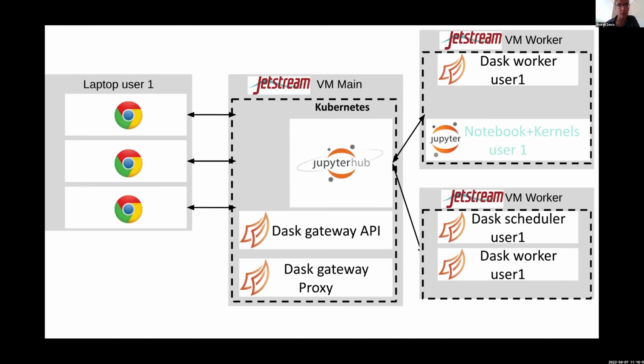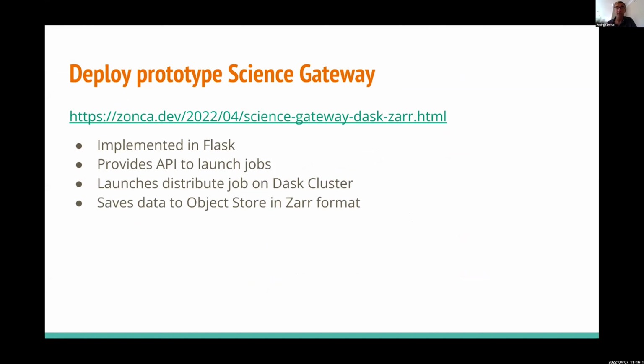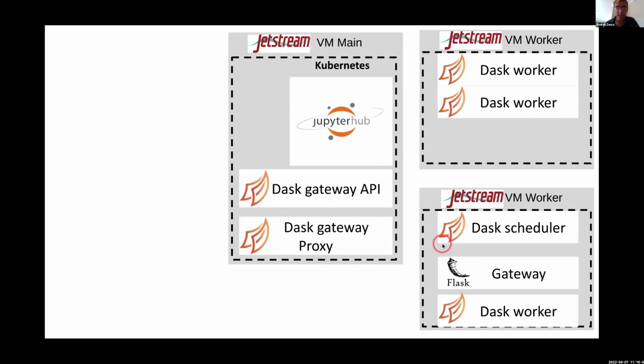Okay, and another option to use Dask in our environment is actually to provide the capability of using distributed computing to the science gateway itself. To provide an example of this, I've created a tutorial where I have a very simple gateway implemented in Flask, 50 lines of code, that provides an API to launch jobs. When a user connects to a specific URL, a job is created, and this job is a parallel job on our Dask cluster, and then the outputs are saved on object store. So we have our gateway, which is another service running in Kubernetes, and it has its own scheduler, which is dedicated to the gateway, and a few workers, in this case 3.